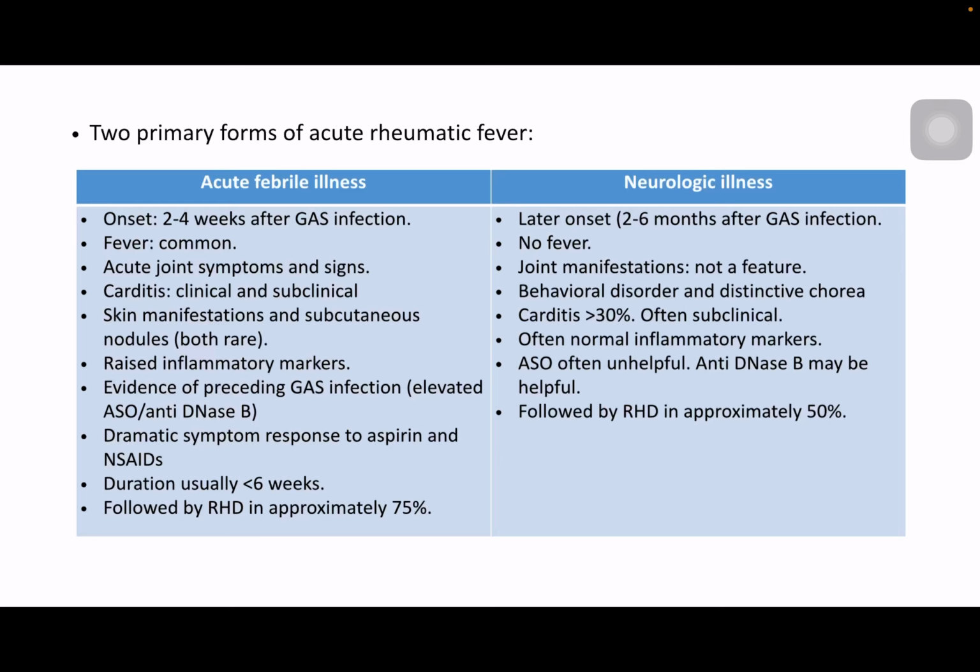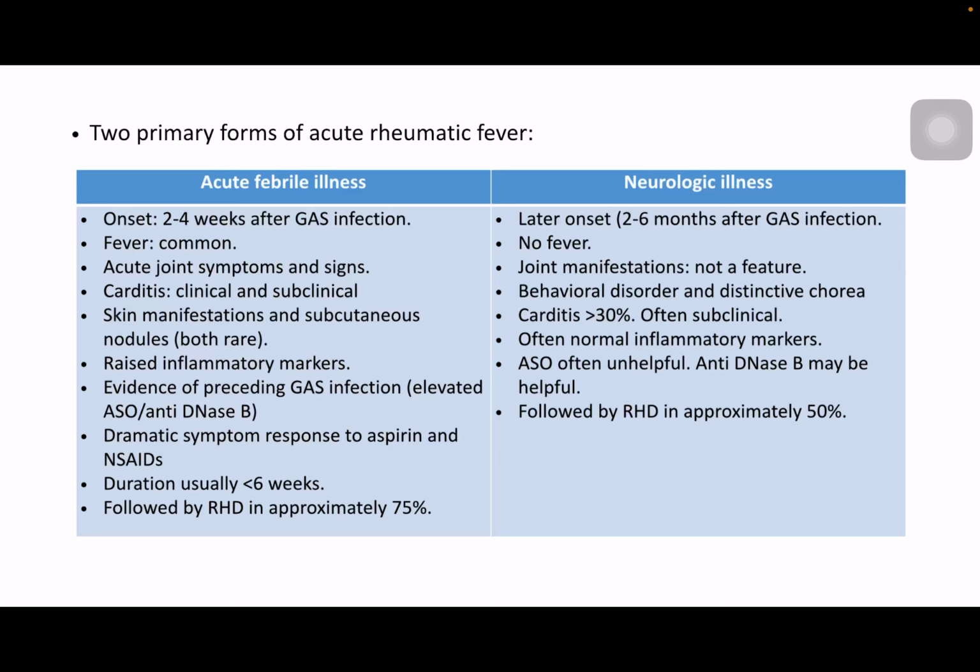In acute illness you'll see all the features seen in the actual disease, with onset 2 to 4 weeks after group A streptococcus. Fever will be seen, joint symptoms and signs will be seen. Carditis will be clinical and subclinical. Skin manifestations and subcutaneous nodules are very rare. There are raised inflammatory markers like ESR and CRP, and evidence of preceding GAS infection, elevated ASO and anti-DNase. This is very important. Please write it down.